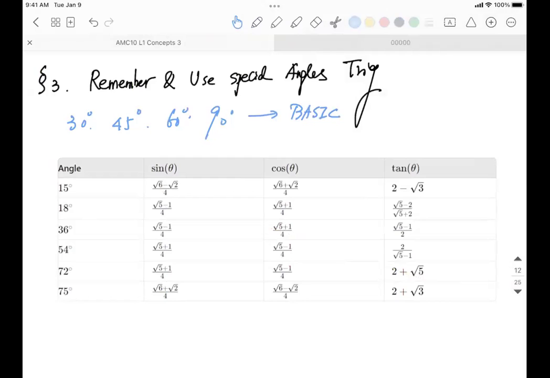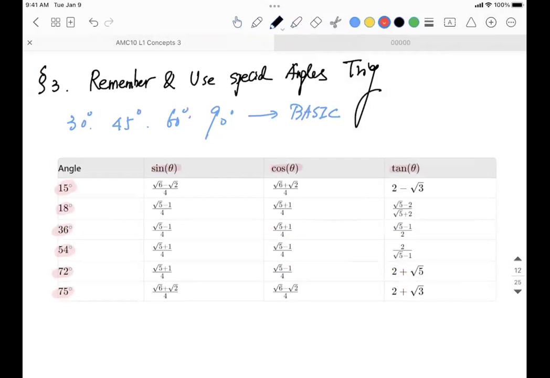These are the angles I want you to remember: 15, 18, 36, 54, 72, 75. You need to remember the sine and the cosine. Tangent is okay; you use sine over cosine and you get tangent. At first sight, most students say, oh no, I can't remember that much. But let me give you a little idea. You can actually reduce the calculation significantly.